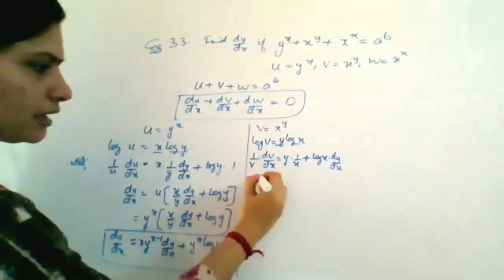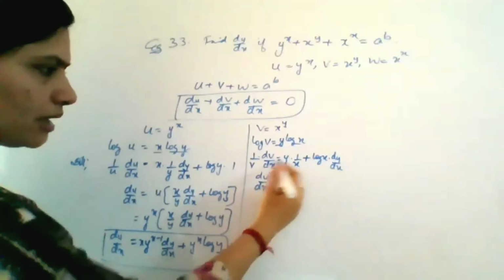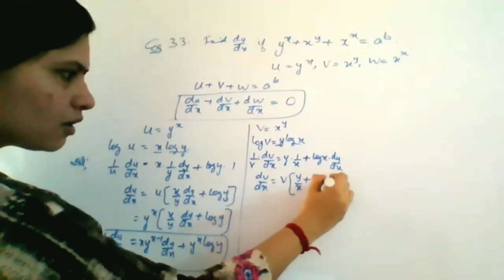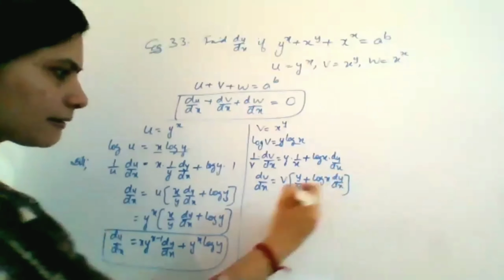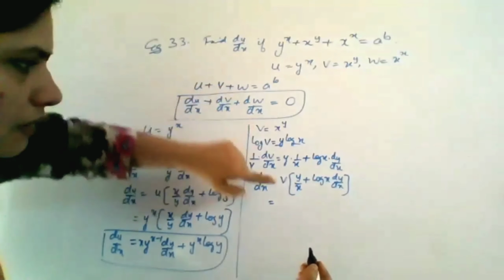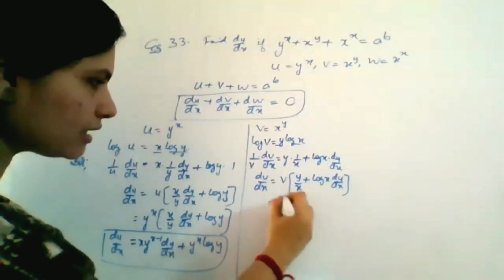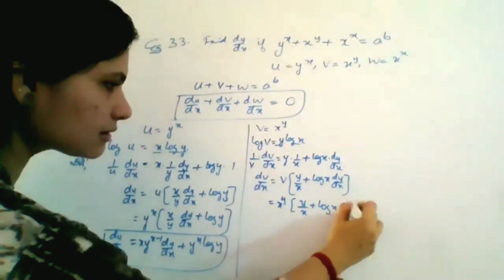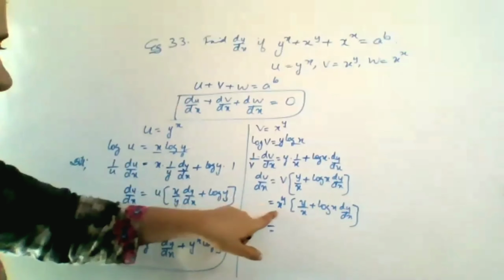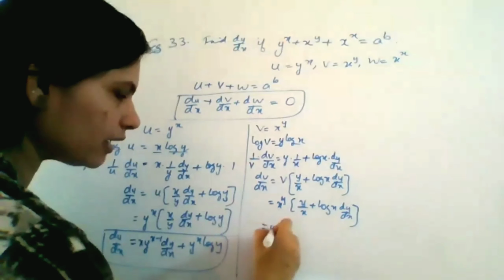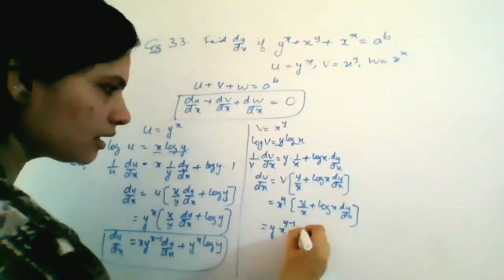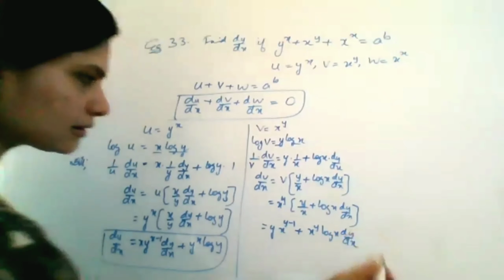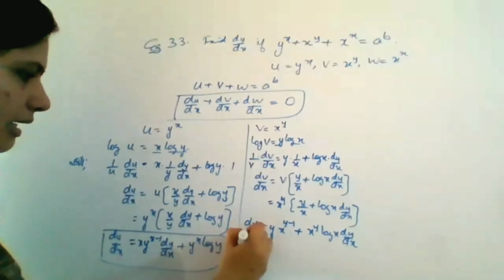Okay. So here you will get dv by dx is equal to, I am taking v to the other part, so that you will get y by x plus log x into dy by dx. Again replacing v with the value which you have taken, x raised to y into y by x plus log x into dy by dx. These two again you can combine, so that this will give you y into x raised to y minus 1 plus x raised to y into log x into dy by dx. Okay, this is your dv by dx.